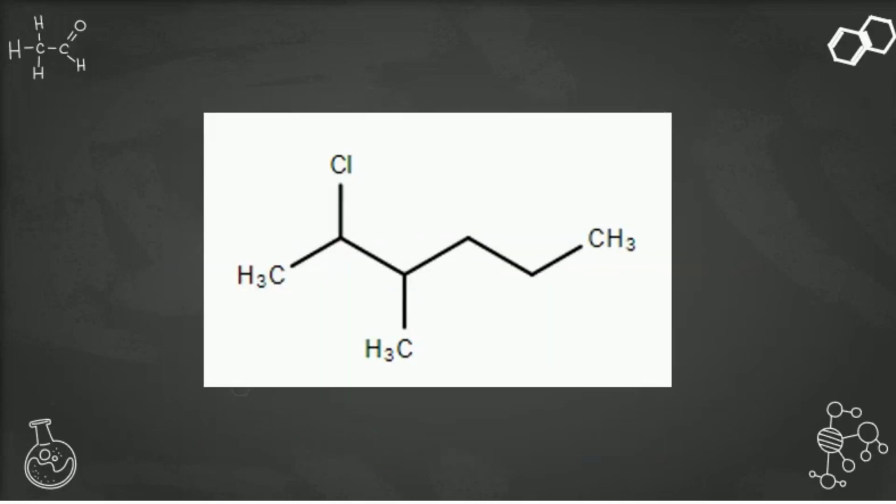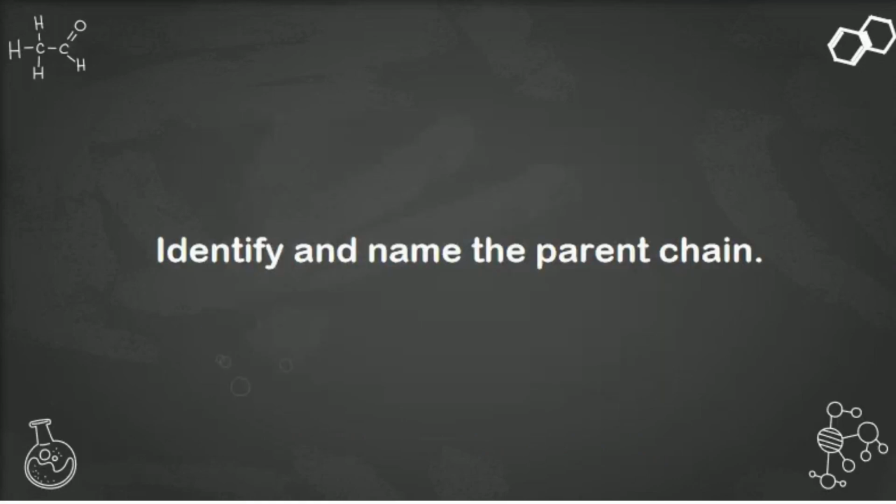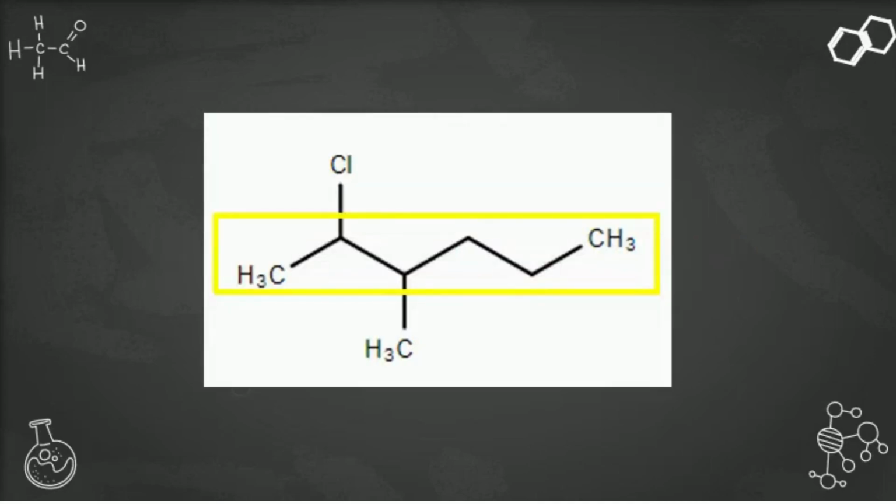Let us name the next structure. Again, identify and name the parent chain. So again, the parent chain is the longest continuous carbon chain, and we have to identify the number of bonds present in the parent chain. Here, let us count the number of carbons in the continuous carbon chain. We have 1, 2, 3, 4, 5, 6.